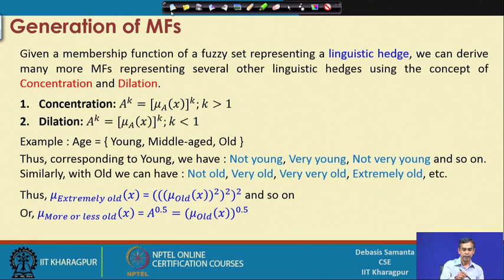This means that if A is known with mu_A(x) as the membership value, then we can derive another fuzzy set A^k with this membership value, and for k greater than 1 it is called concentration. Similarly, if k is less than 1 and the same thing holds, then it is called dilation. This is a very important concept: from a given fuzzy set we can find many more fuzzy sets, simply by using some mathematical notation like concentration or dilation.